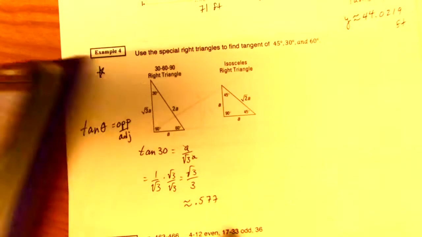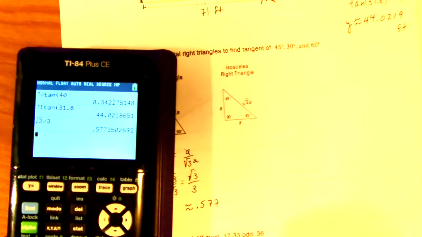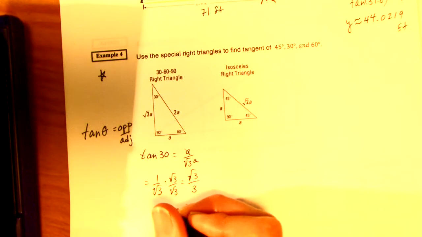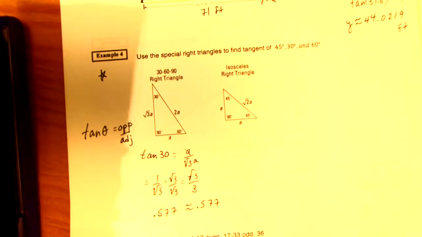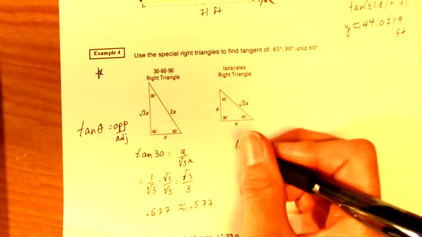Okay, but watch this. Remember, we were working out tangent of 30. You ready for this? Tangent of 30. Enter. 0.577. Amazing, isn't it?